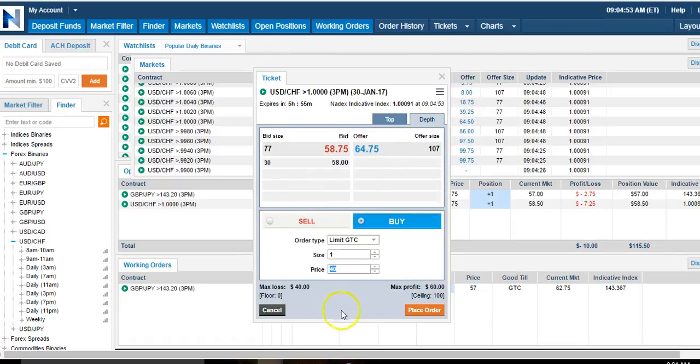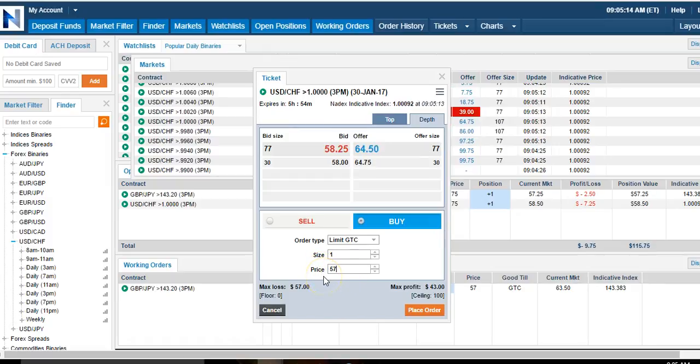Obviously, if I put 40 in there, in order for me to be filled, I would have to be underwater by probably about 20 pips or so, which is possible, and then it could still go up, but it's just the way it is. So I'll put a 57 in there.